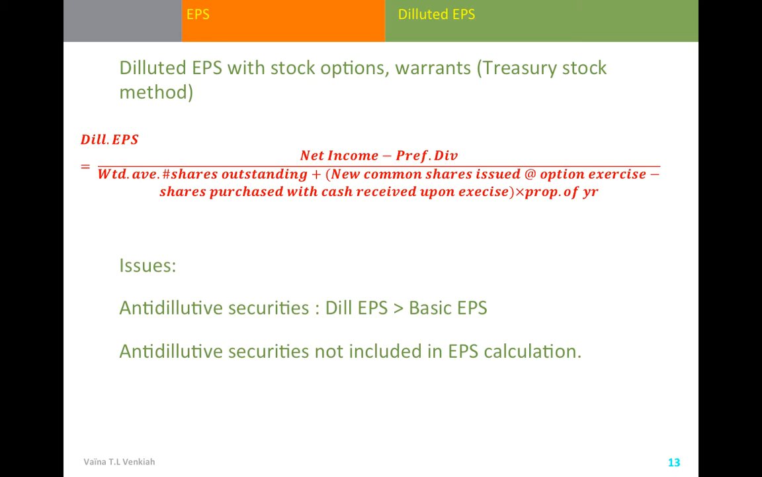If we have stock options, we use the treasury stock method. Net income minus preferred dividend, over the weighted average number of outstanding shares plus the new common shares issued at option exercise minus shares purchased with cash received upon exercise, times the proportion of the year.